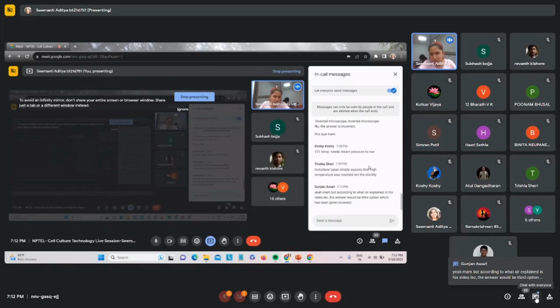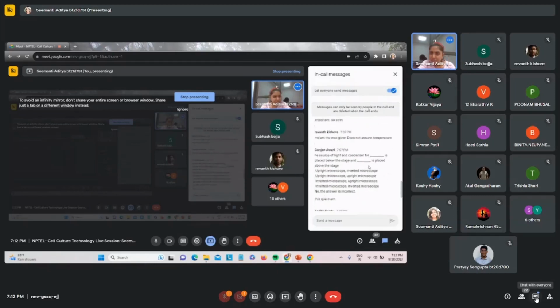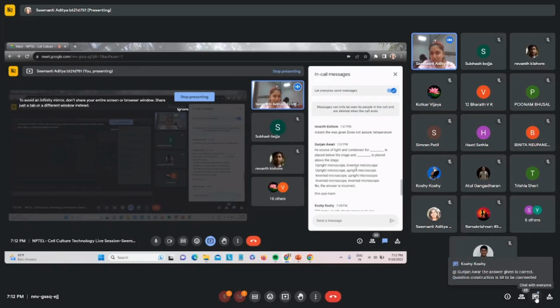Yeah, ma'am, but according to what sir explained in his video lecture, the answer would be the third option, which has been given as incorrect. So the third option is actually incorrect. I don't know what sir has said, but for the upright microscope, the light source is below the stage, and for the inverted microscope, it is above the stage.